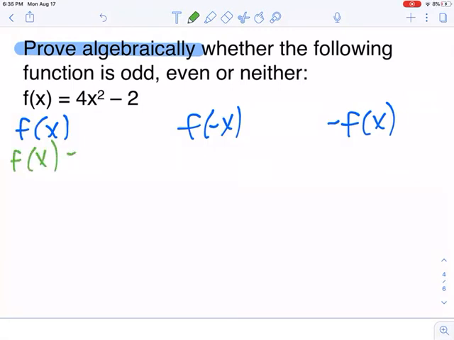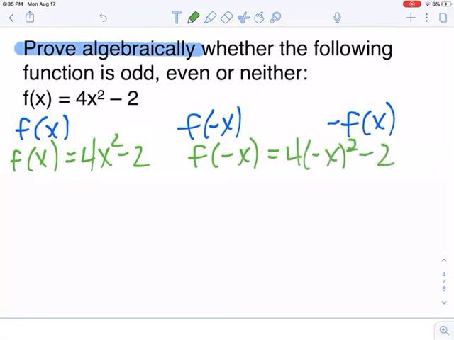So let's go ahead. We know that f of x is 4x squared minus 2. We know that f of negative x, well, that just means we're taking negative x and we're plugging it anywhere there is an x. So since there was an x right here, I replaced it with negative x. Okay, well, let's go ahead and reduce that. If we take negative x, the quantity squared, that just turns into x squared because a negative to an even power will cancel out.